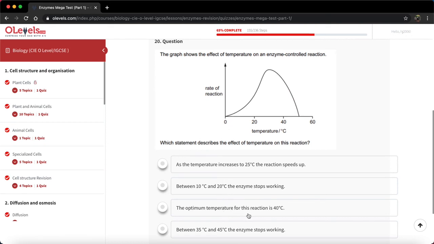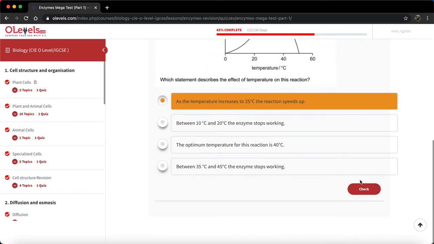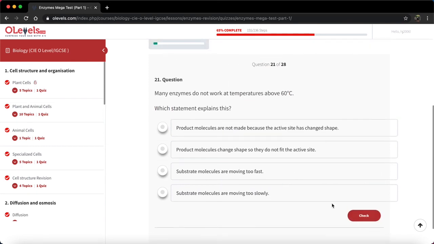The optimum temperature for this reaction is 40 degrees Celsius. No, that's not right. 40 is somewhere here, so the optimum should be somewhere over here. Between 35 and 45 degrees Celsius the enzyme has stopped working? 45 is somewhere over here, and between 40 and 60 is 50. So 45 is here. That's not right. So I think this is the correct option. That's right. Next.